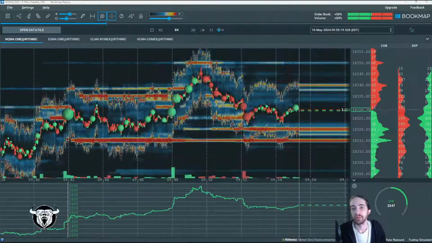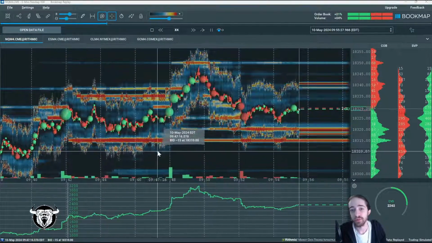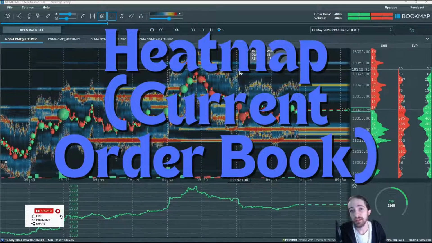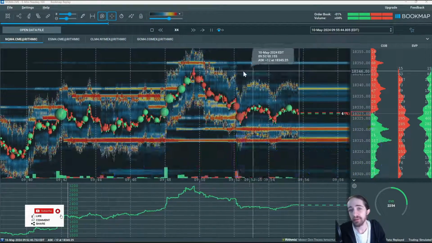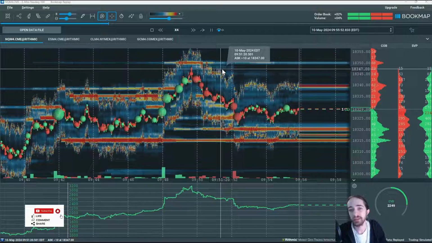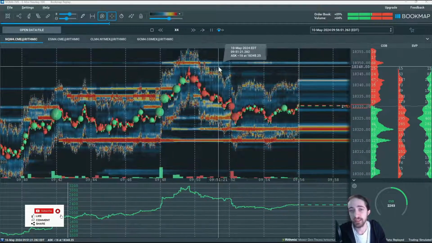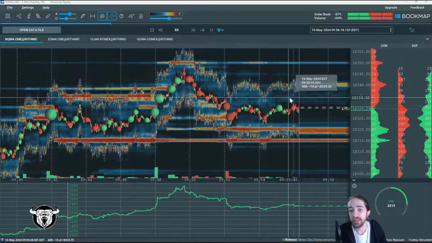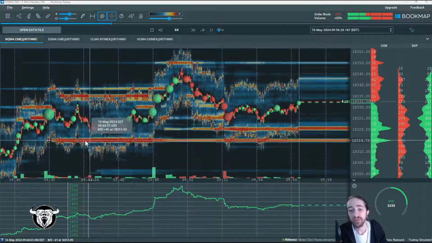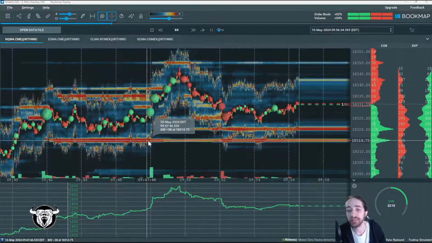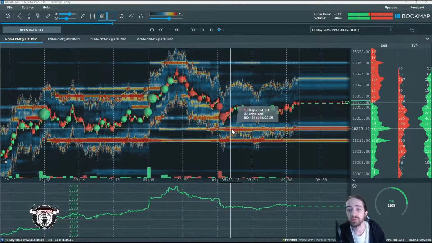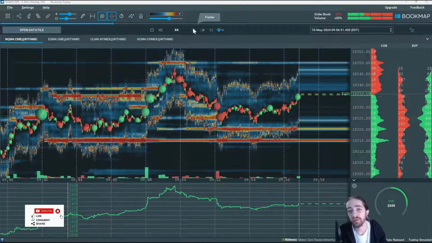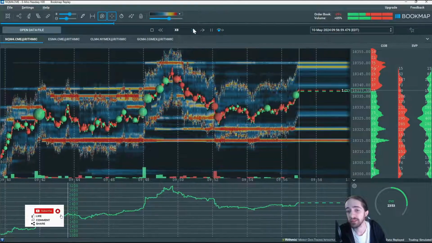So now that we know what the bubbles are showing us, what is the heat map in the current order book? So the heat map in the current order book symbolizes what the level 2 is, and that's the bid and the ask, and it shows us the passive buyers and the passive sellers. Now when we have strong levels like we see here at 18,314, 18,320, these are very strong levels that require strong volume and momentum to break.